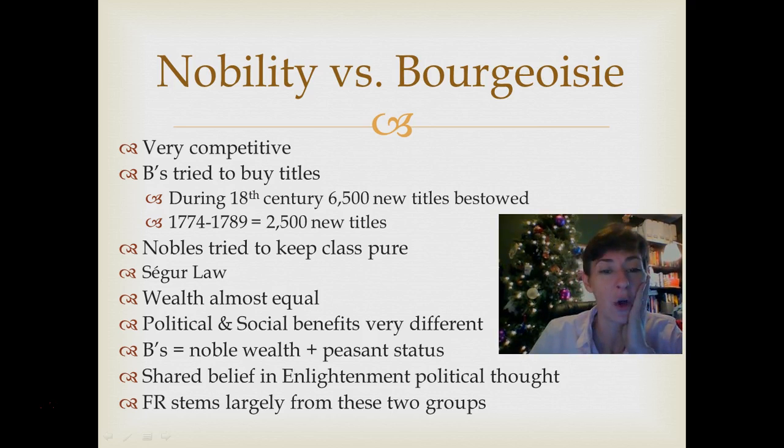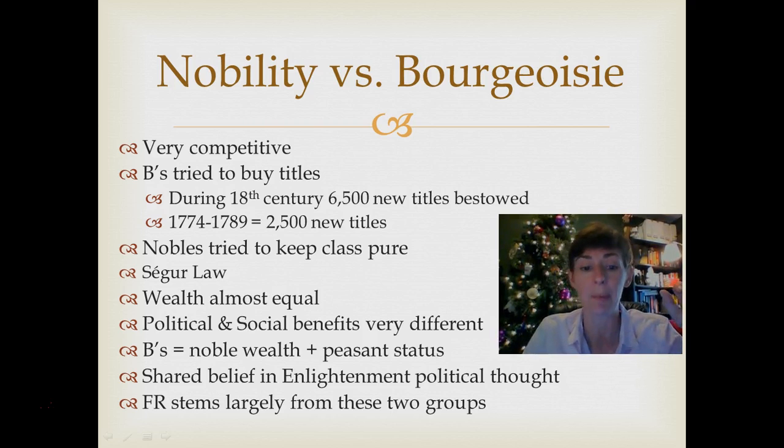Nobles tried to keep the class pure. They didn't want it being mixed with these people who bought their way into nobility. They liked the Ségur law. Their wealth was almost equal at this point. Political and social benefits were very different, however. The bourgeoisie had noble wealth but peasant status, all right? So they wanted more from society.